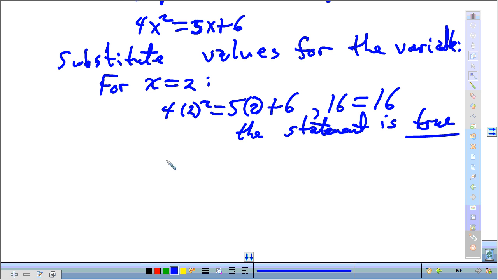Okay. In that case, we say that x equal to that particular substitution is a solution. So, a solution of an equation is a substitution for the variable that makes the statement a true statement.